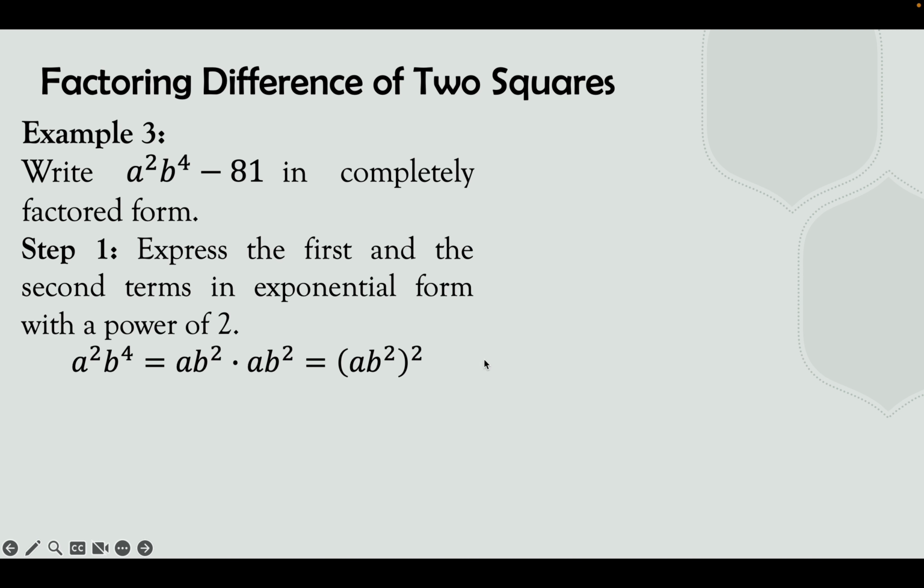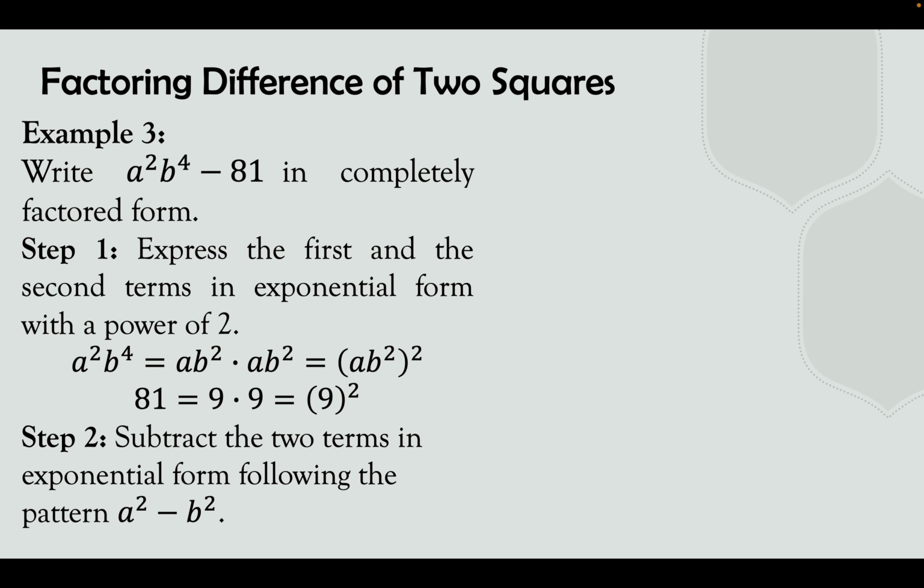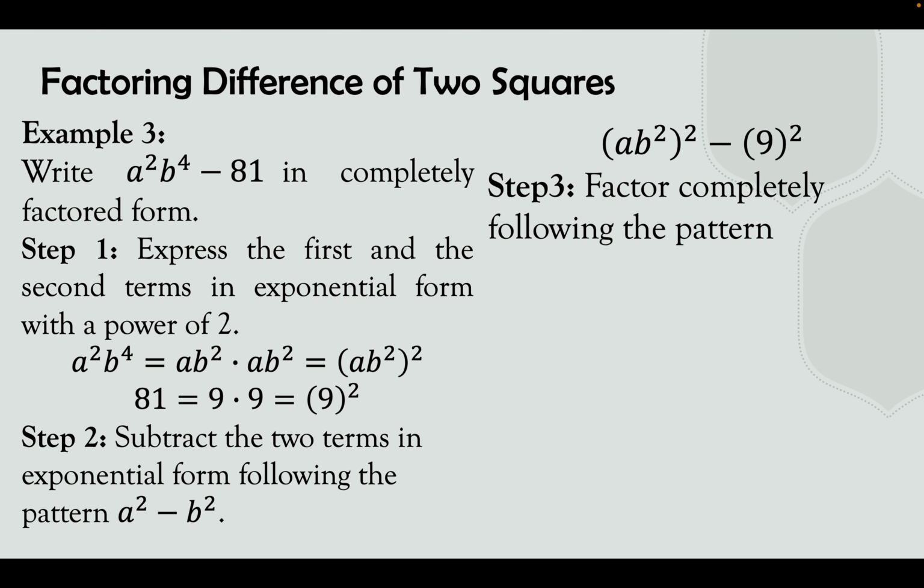Okay, recall the law of exponent, power to a power rule. Any variable raised to an exponent and raised to another exponent, we just need to multiply. So we have a raised to 2, we have a raised to 2. B squared raised to 2 is b raised to 4. And for 81, we have 9 squared. Step number 2, subtract the two terms in exponential form following the pattern a squared minus b squared. So we have here ab squared raised to 2 minus 9 raised to 2.